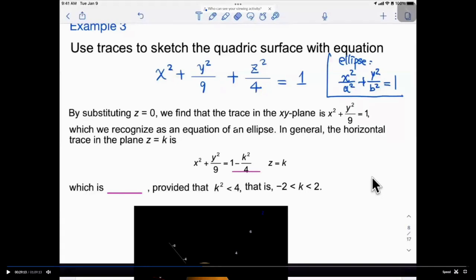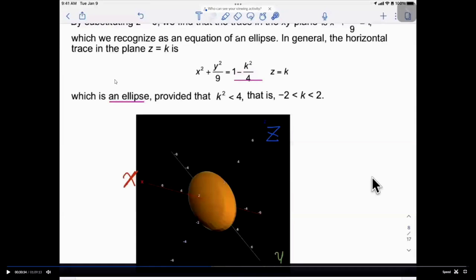Which is what kind of conic section? What kind of curve? It's an ellipse, right? It's in this form, so it's going to be an ellipse. Yeah, you got it. So it is an ellipse, providing that this side here will be positive.